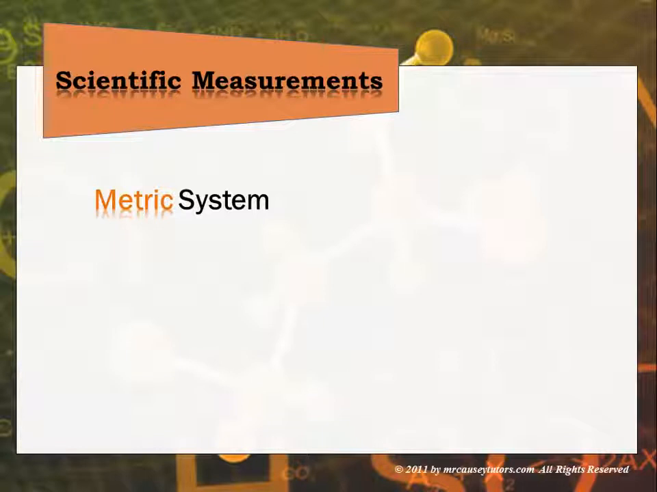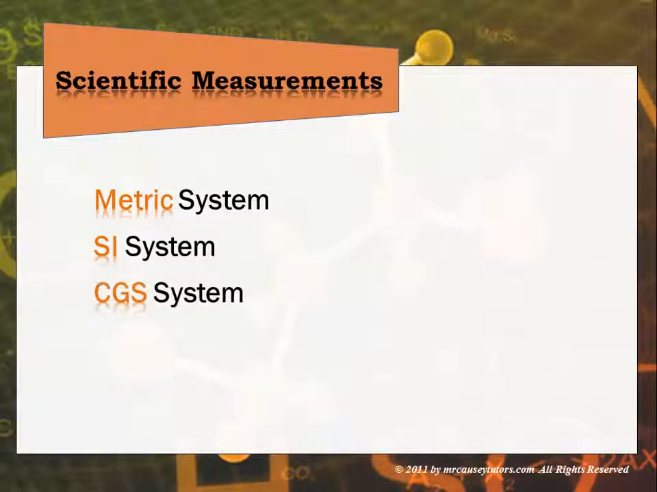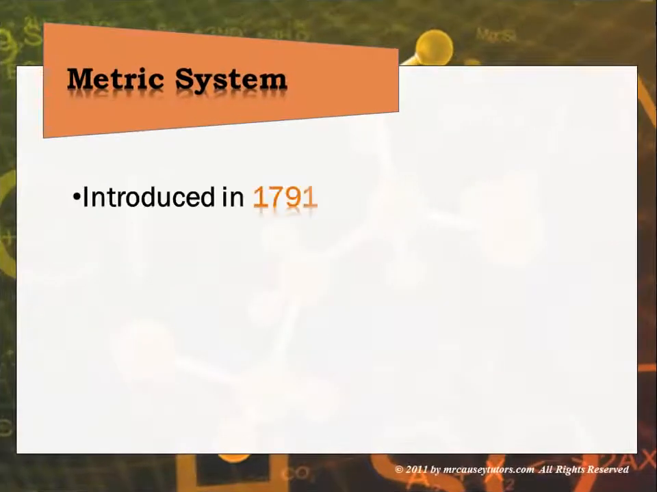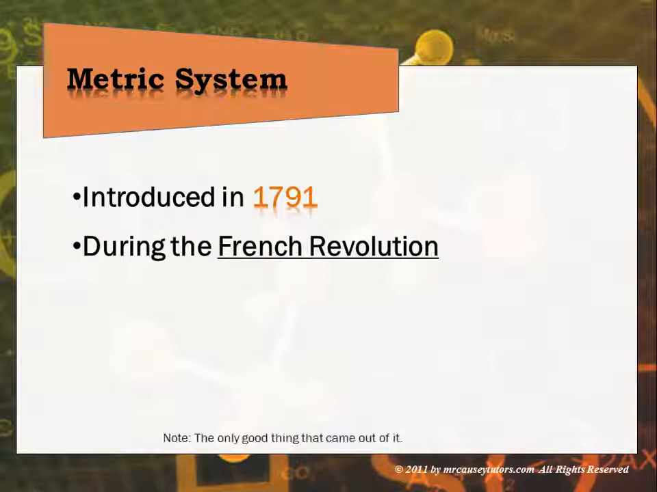Three systems that we will be using are the metric system, the SI system, and the CGS systems. Beginning with the metric system, it was introduced in 1791 during the French Revolution, probably really the only good thing that came out of the French Revolution. It was not developed originally as a scientific tool, but just as part of the revolution in trying to supposedly get everything to go along with reason.